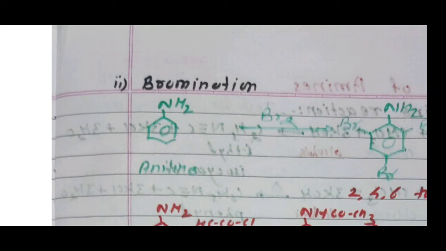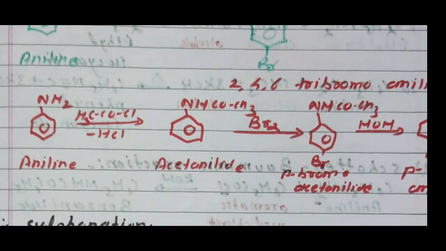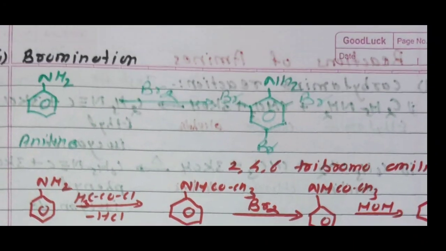Here the benzene ring is attached to NH2; this is aniline. Then reaction with Br2 gives 2,4,6-tribromoaniline. If, however, the amino group is acylated, the activating influence of NHCOCH3 is much less compared to the NH2 group, and in that case only the mono-substitution product is obtained. Here aniline undergoes bromination, forming 2,4,6-tribromoaniline.